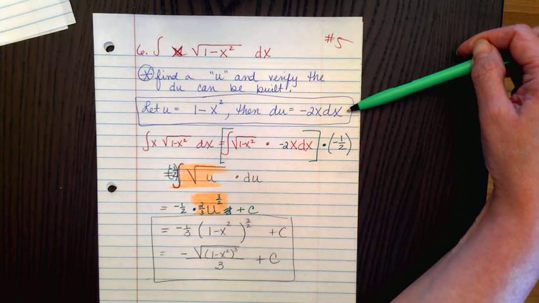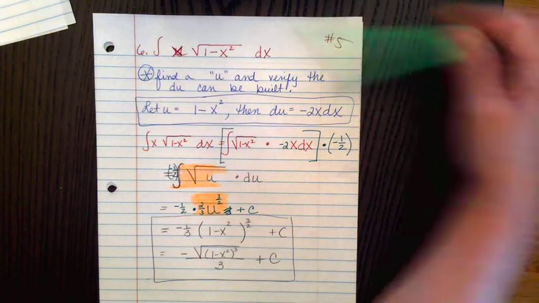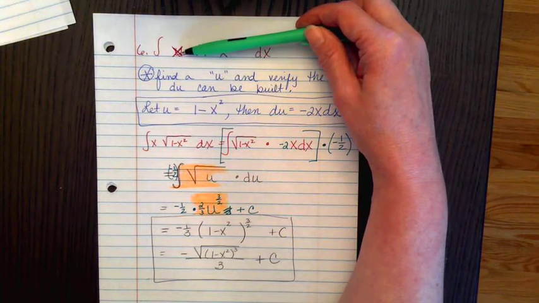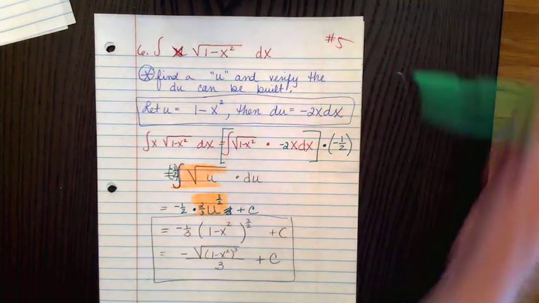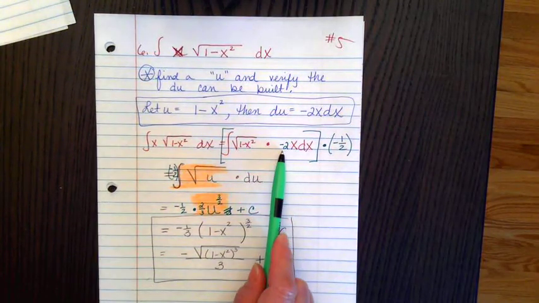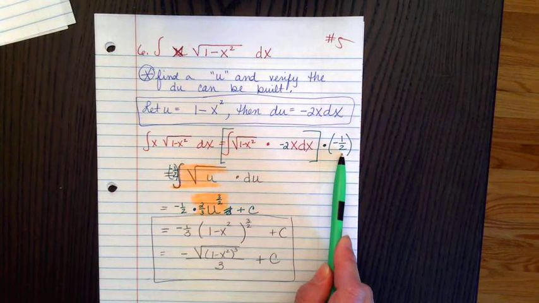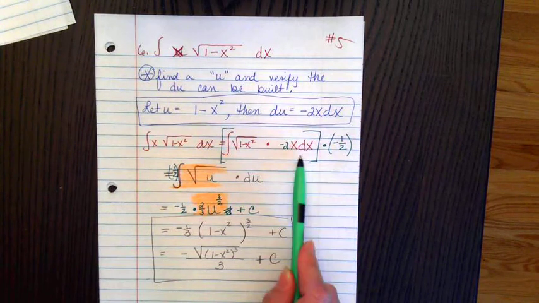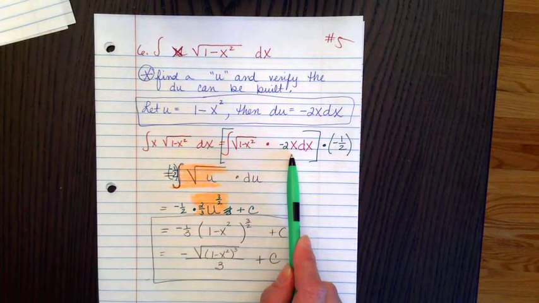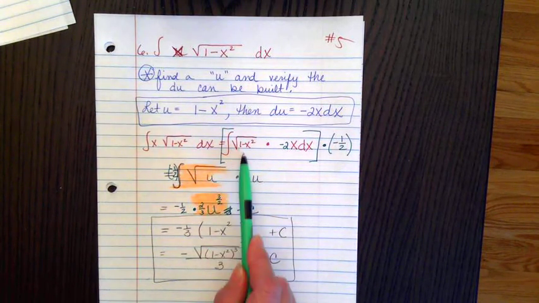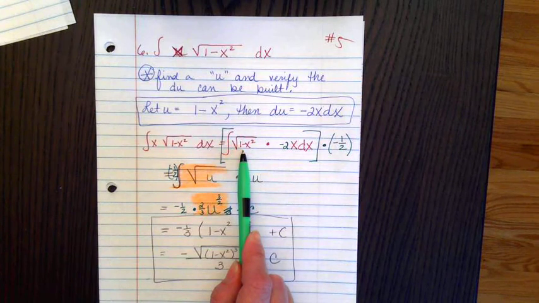And sure enough, that is going to be easily built from our x, because we'll just need to multiply by a negative 2 and then undo that by multiplying by a negative 1/2. So by multiplying by negative 2 and then multiplying by a negative 1/2, we can build this du. So that's how we know substitution u equals 1 minus x squared is going to work.